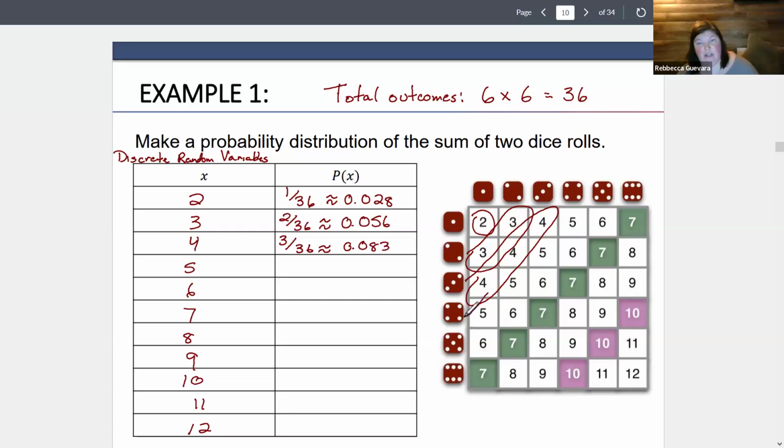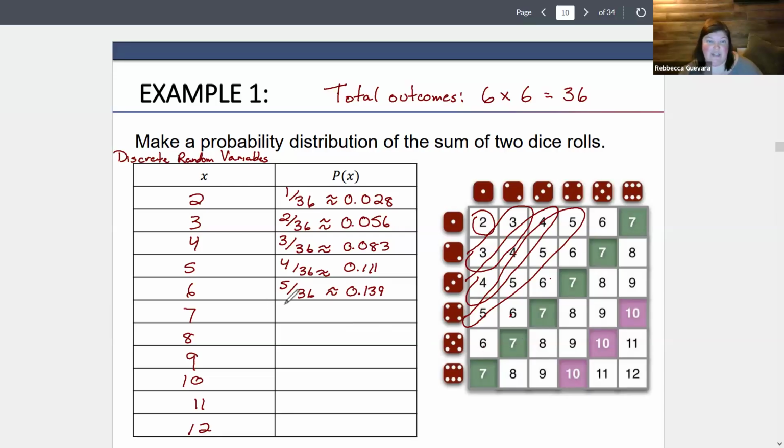My other option is I could have the 5s. There's 4 5s out of 36, which is approximately 0.11. We see there's 1, 2, 3, 4, 5, 6 out of 36. So that will be approximately 0.14. I'm seeing what I'm rounding to, 0.139. There we go. Round everything to the same place.